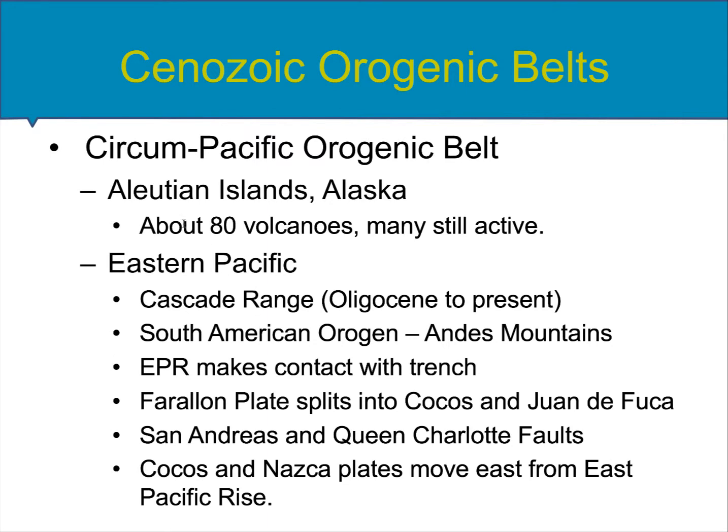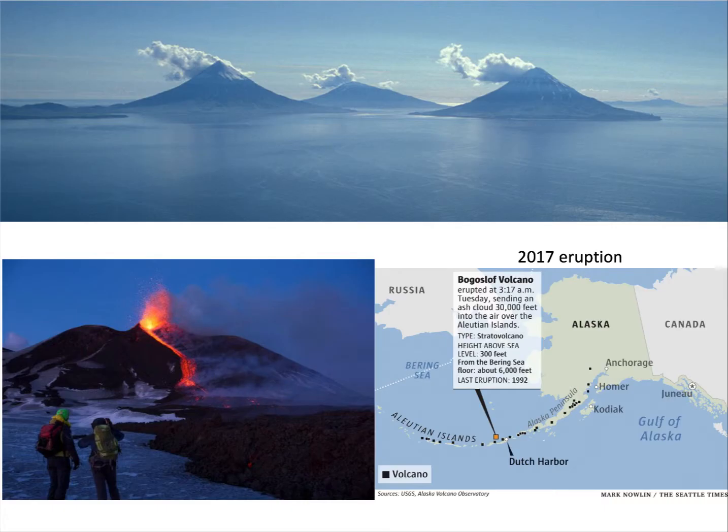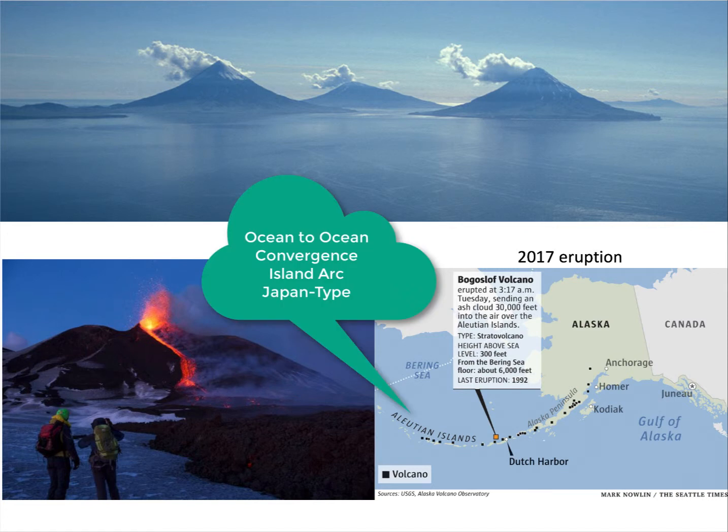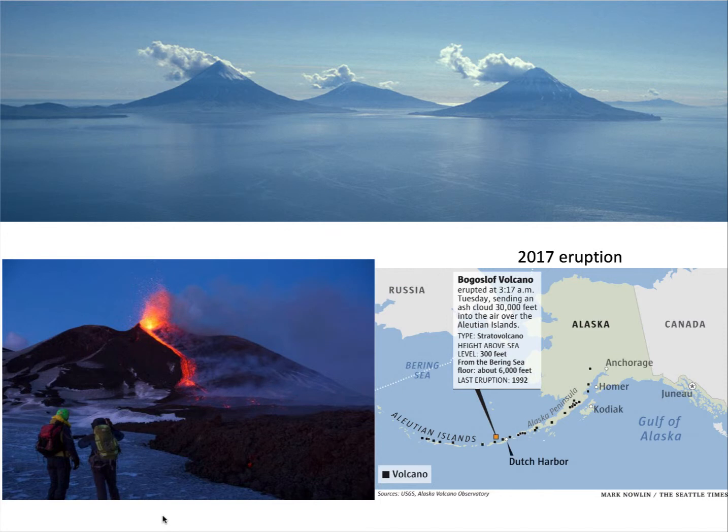And then we'll talk about what happened to the Farallon Plate and the current plates that represent the Farallon Plate, the Cocos and Juan de Fuca plates, and how all this developed here. First, let's look at the Aleutian Islands. So the Aleutian Islands, again, are an ocean-to-ocean convergent margin where we have an island arc, so it's Japan type.